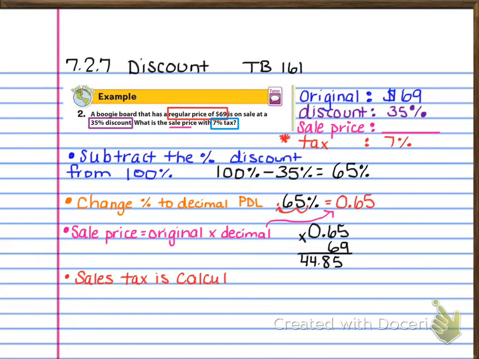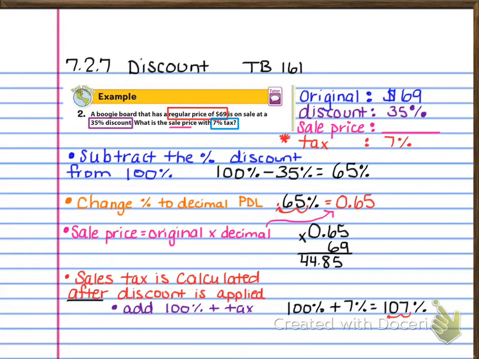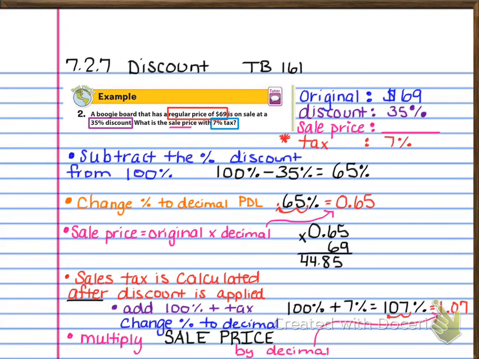So sales tax is calculated after the discount is applied, so we've already talked about that. So now you're going to add 100% plus the tax. Now when I say 100%, I mean 100% of your sale price, because your new price, remember, is $44.85. So now you're going to have 100% plus 7% gives you 107%. Then you're going to change that percent to a decimal like I've done here, 1.07, because you're paying 100% of the sale price plus the tax percent. And now you're going to multiply the sale price by the decimal.